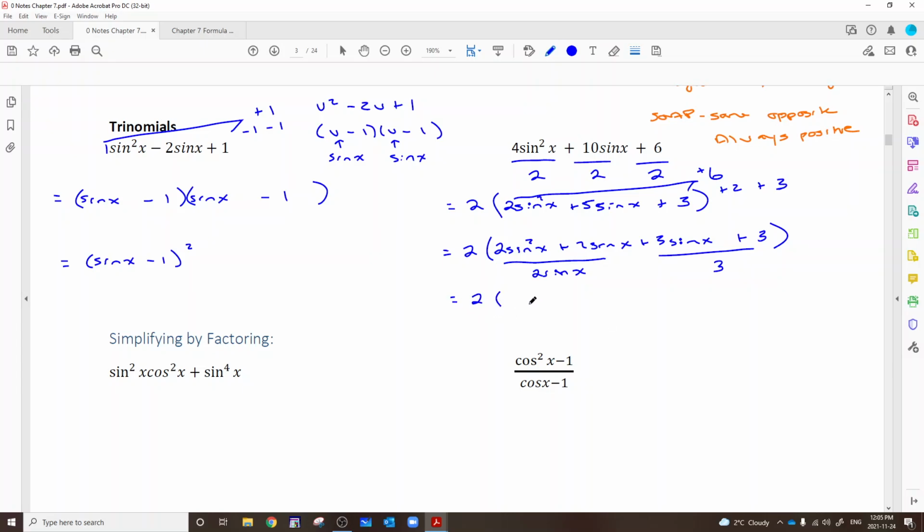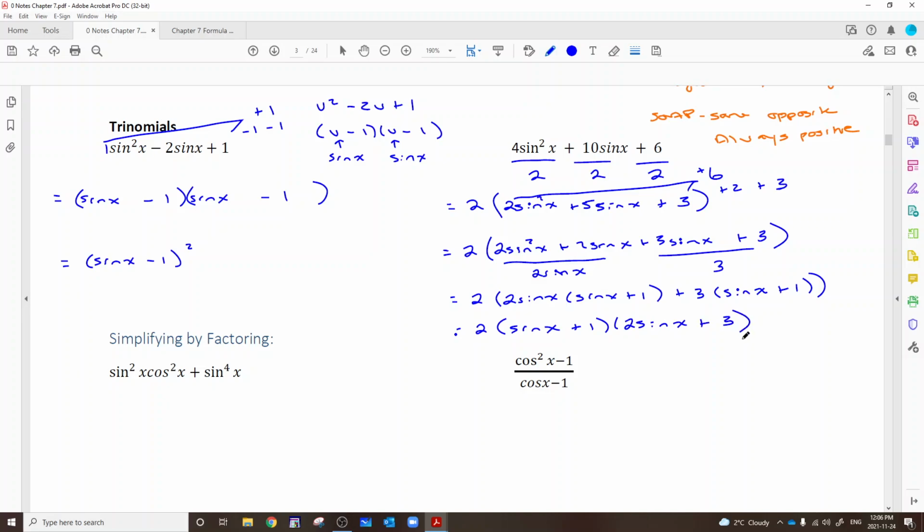Not a lot of room. Here we go. So out of the first group, I'm going to pull out a 2 sine x to be left with sine x plus 1. Out of this group, I'm going to pull out a 3 to be left with sine x plus 1. All right, now I'm going to greatest common factor. I have the greatest common factor of sine x plus 1 in both of these terms. So I end up with (sine x plus 1) times (2 sine x plus 3).